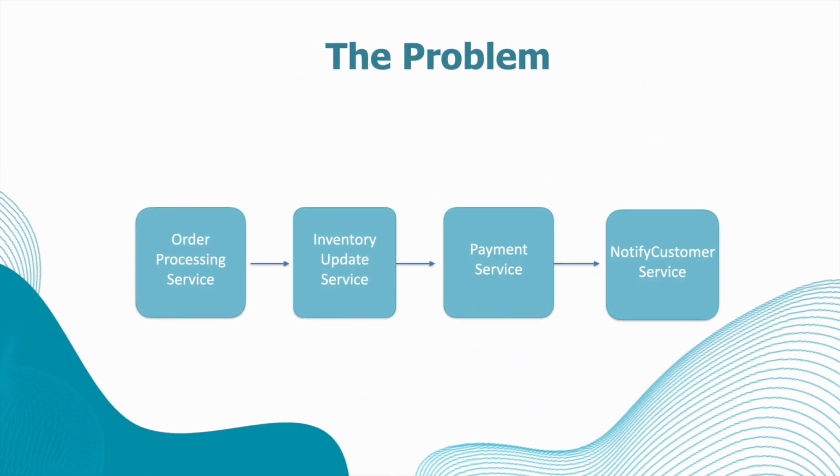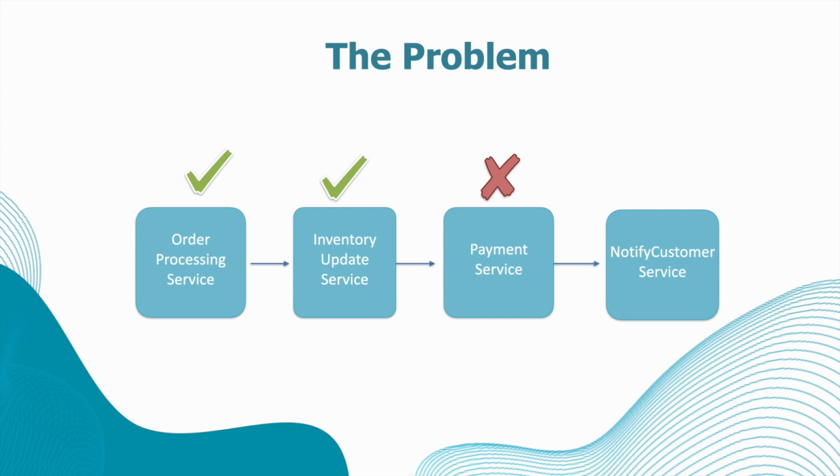So let's understand what could be the problem in the case of a distributed transaction. For example, we place an order. The order went successful. Then we went ahead and updated the inventory. That also went successful. But when the customer was doing the payment, it failed. Now what will happen? The inventory has already been reduced. The order has already been placed. Now what do we do?